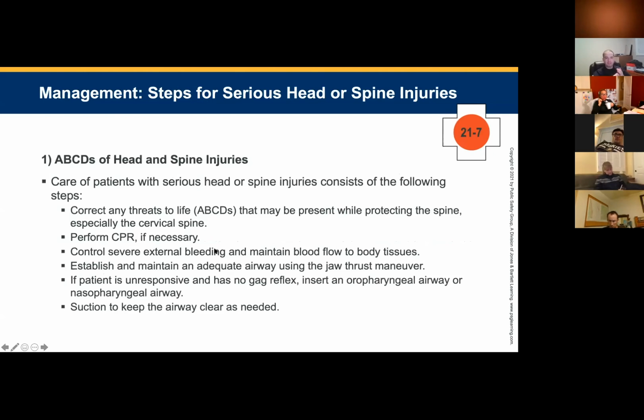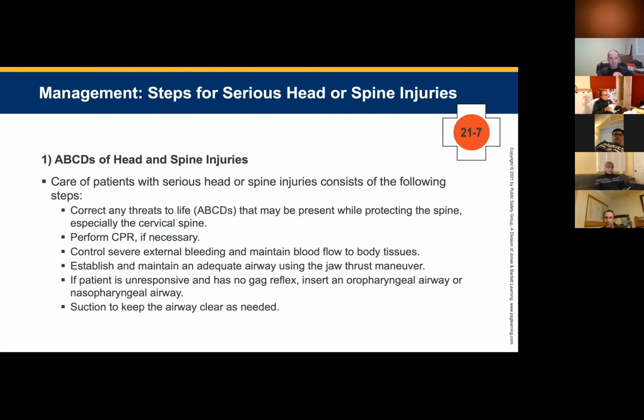So, ABCDs of head and spine injuries. Care of patients with serious head or spine injuries consists of the following steps. We want to correct any life threats to the ABCDs that may be present while protecting the spine, especially the cervical spine. We want to perform CPR. We want to control severe external bleeding and maintain blood flow to the body tissues.